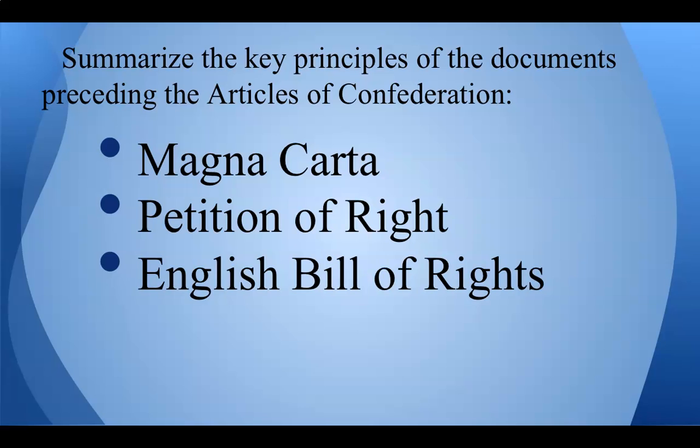To start off, we're going to look at the Magna Carta, the Petition of Right, and the English Bill of Rights. I think the most important thing for you to know about these documents is that they set up our modern-day government by introducing three key ideas. Limited government, the idea that the government can't do whatever it wants. There are limits to what it can do and what powers it has over its citizens.